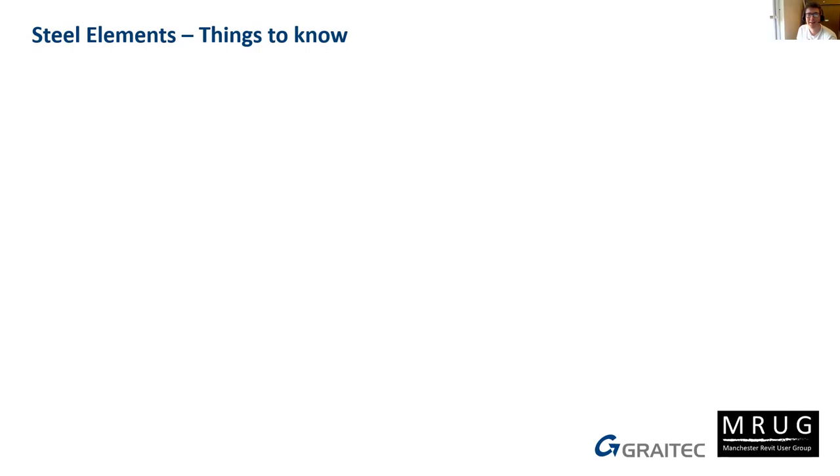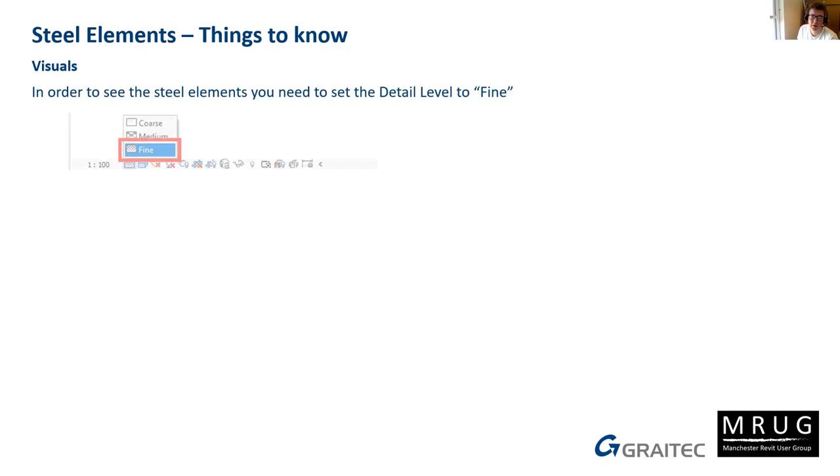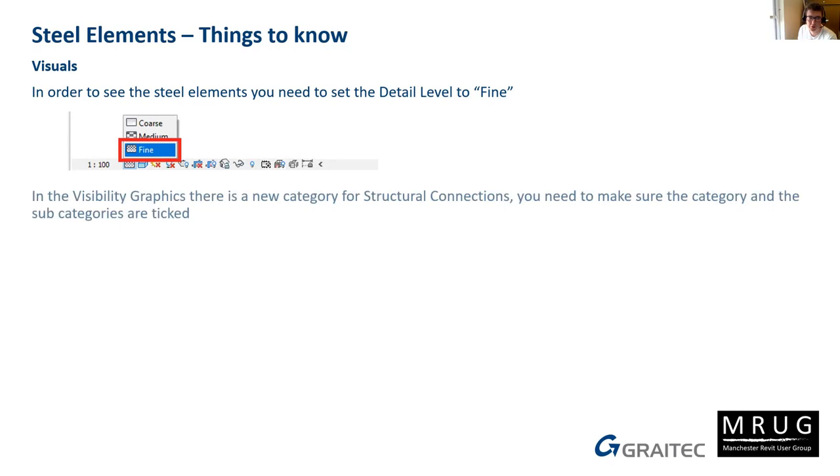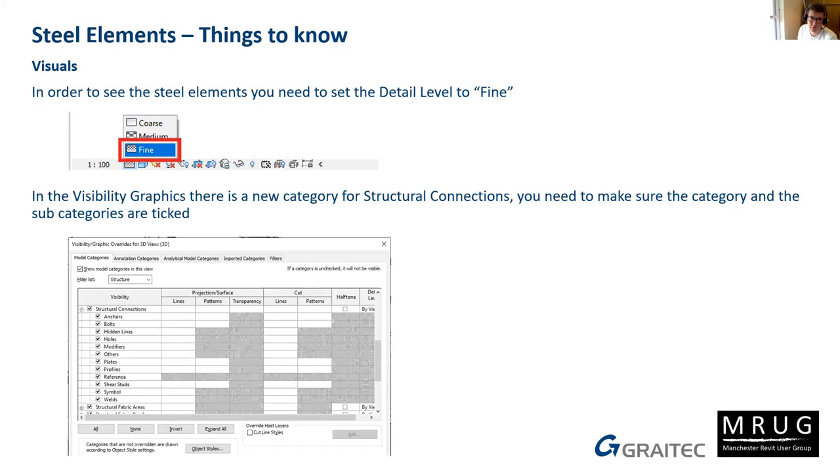This is the bit where, thankfully, I'm not in the room, so none of you can throw anything at me. When you put the connections on and the steel elements, they will do certain things to your standard Revit functionality. The first thing you need to know is you need to set the level of detail to fine. If it's not, you won't see the connections. You'll just see a big round, probably green circle. And in your visibility graphics, there is a new category for structural connections. If you're using a company template, you might not have that ticked. Usually what we get as support cases is, I can't see any connections.